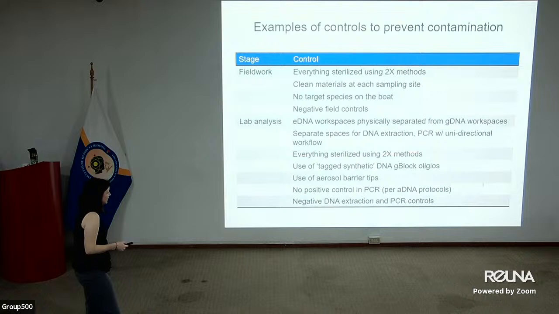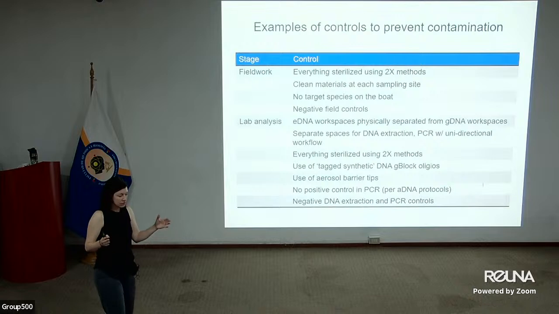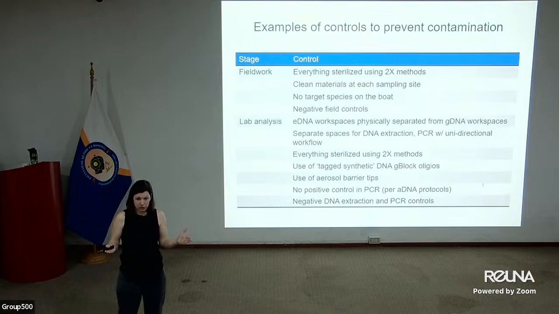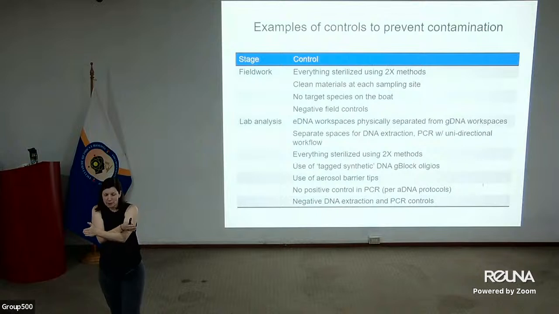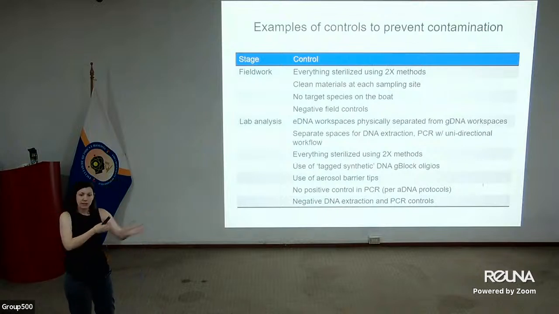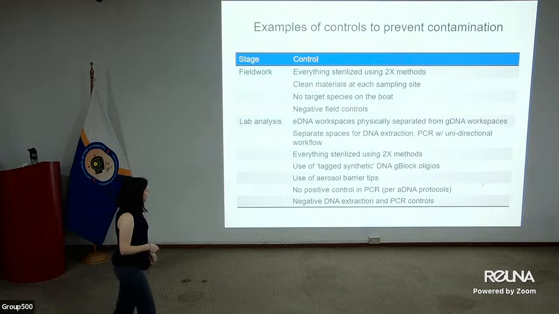Again, everything is sterilized at least twice. For our assay design, we will often use tagged synthetic gBlock oligos. These are oligos just like you order your primers, except we mark them as synthetic. The way we do that is we take a section of the fragment and invert it. That way, if we start getting something weird, we can sequence it and know it's from this gBlock. We use aerosol tips for everything.